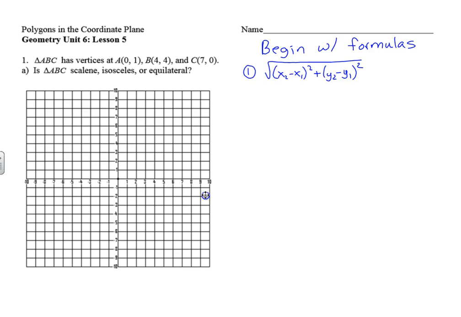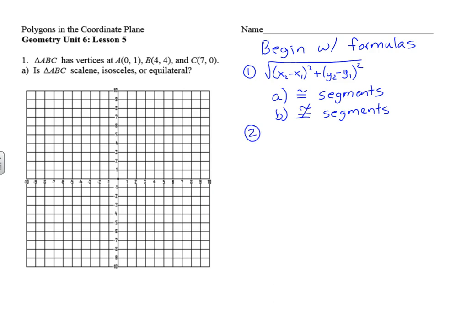So what is this going to prove? Well, that will prove that we either have congruent segments or not congruent segments. If they have the same distance, we can prove that they're congruent, or we could prove they're not congruent if they don't have the same distance.